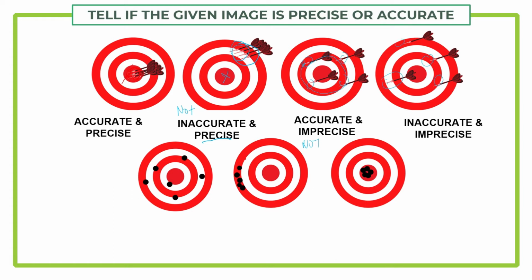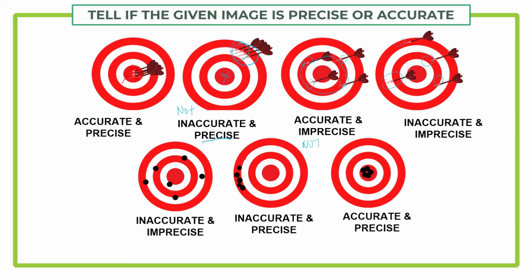Now, I have here another illustration, and please tell if it is accurate and precise, inaccurate and precise, or inaccurate and imprecise. I will give you 1 minute to decide what your answer will be. Okay, so this is inaccurate. Next, accurate and precise. I hope this illustration serves as a good explanation of precision and accuracy.